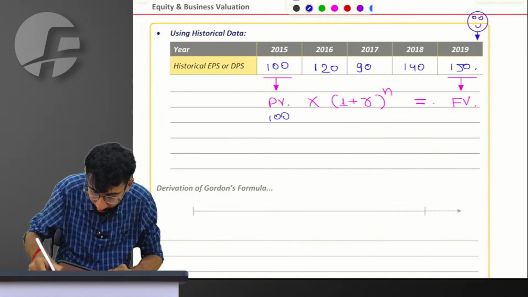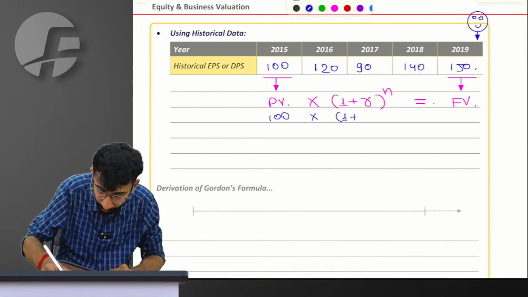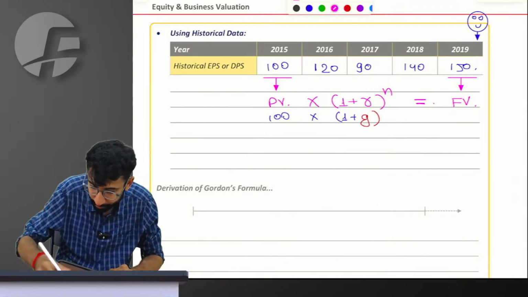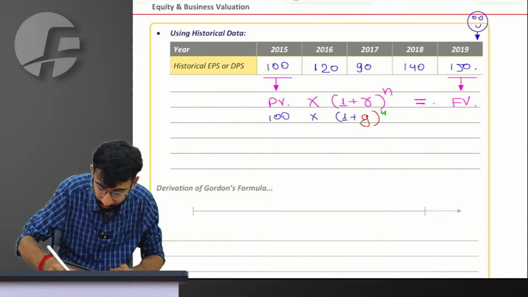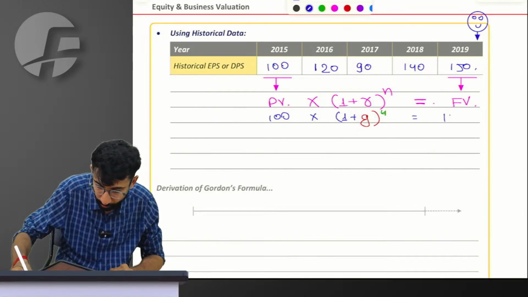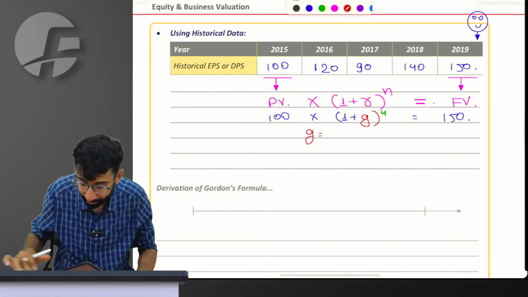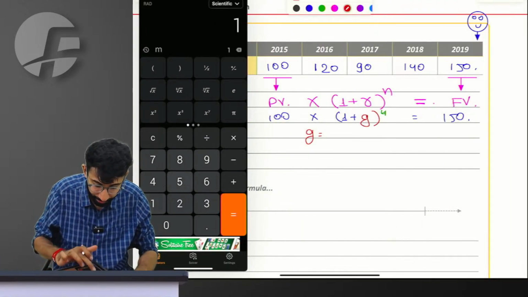Sir, if 100 is the present value, then 1 plus growth rate, which we actually need to find out, to the power, listen to this, 4 is very important to realize, right? All right, is equal to 150. Back calculating growth, sir, it is 150. Let me show you how you calculate.